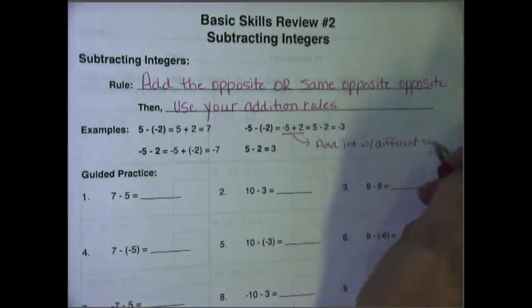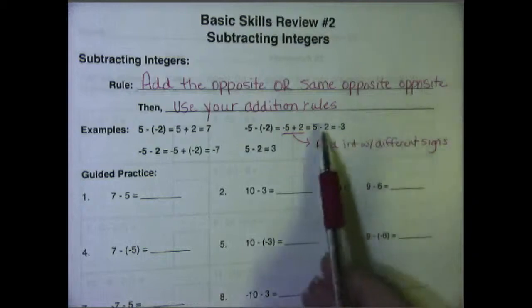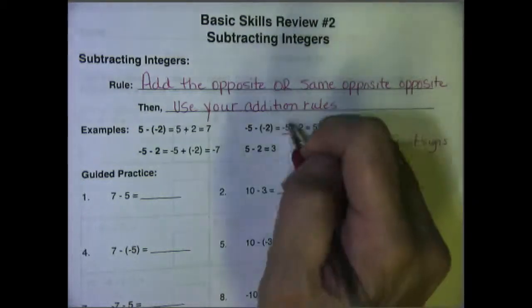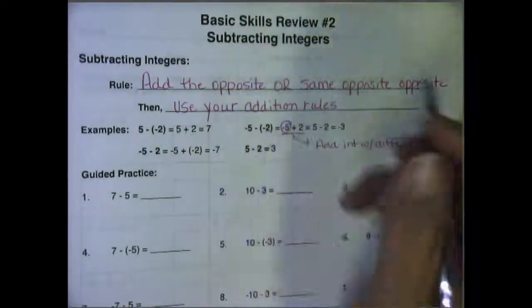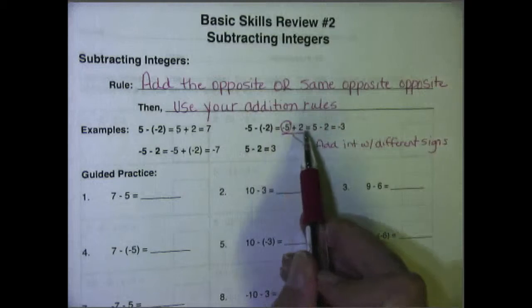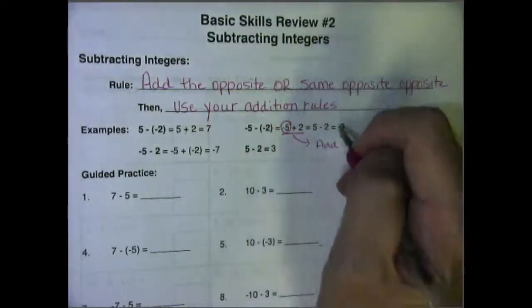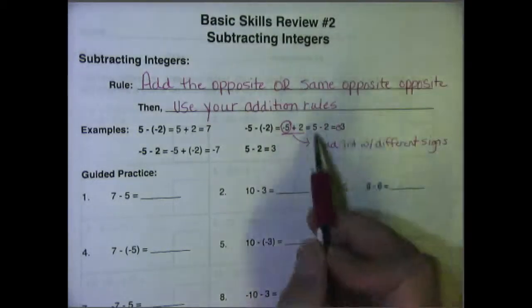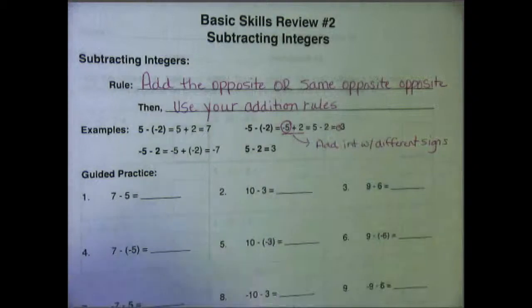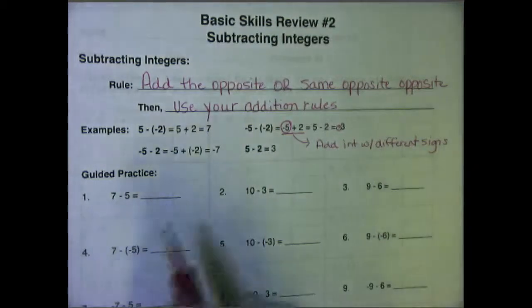When we add integers with different signs, we subtract the two numbers. First thing we're going to do is look at the fact that we've got more negatives than positives. We have 5 negatives and 2 positives, so we know our answer will be negative. 5 minus 2 is 3, so our answer is negative 3.